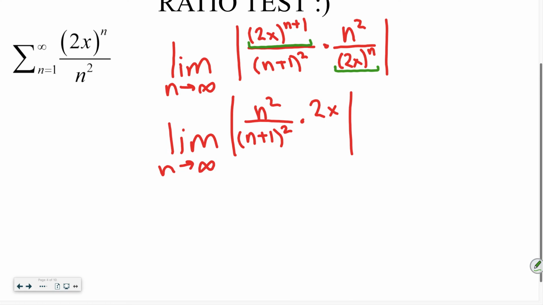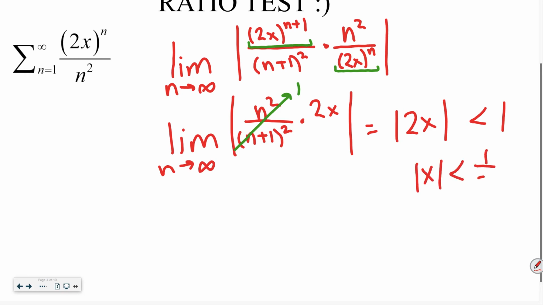One. This goes to 1. So we are left with the absolute value of 2x. And the absolute value of 2x needs to be less than 1. So the absolute value of x is less than 1/2, which means our radius of convergence is 1/2.